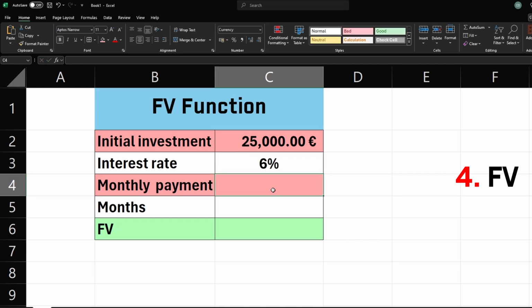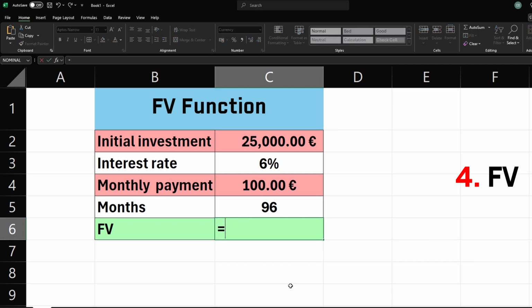Monthly payment, the regular monthly payment you make into the investment. For this example, it's 100 euros. Months, 96. The total number of periods for which you will make these payments.